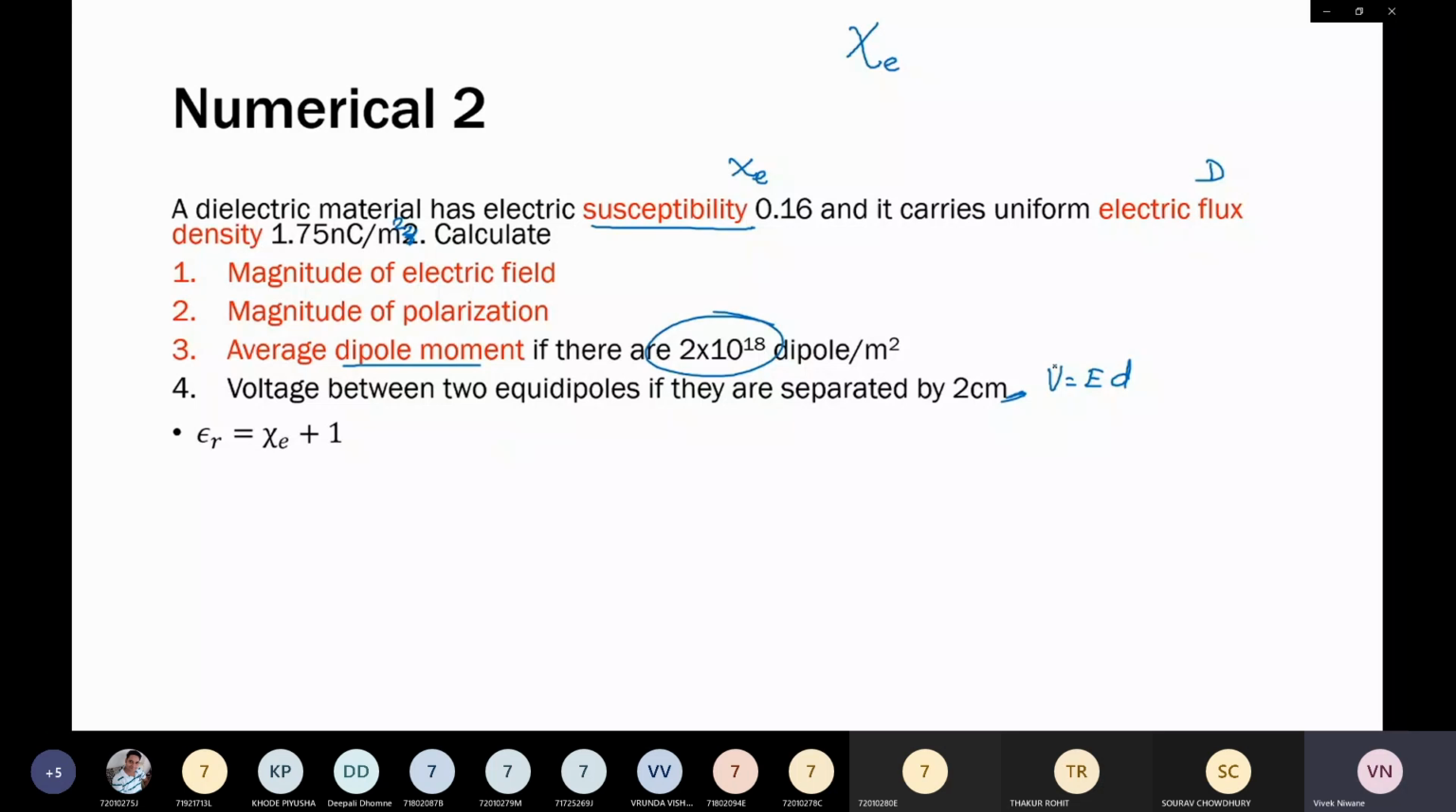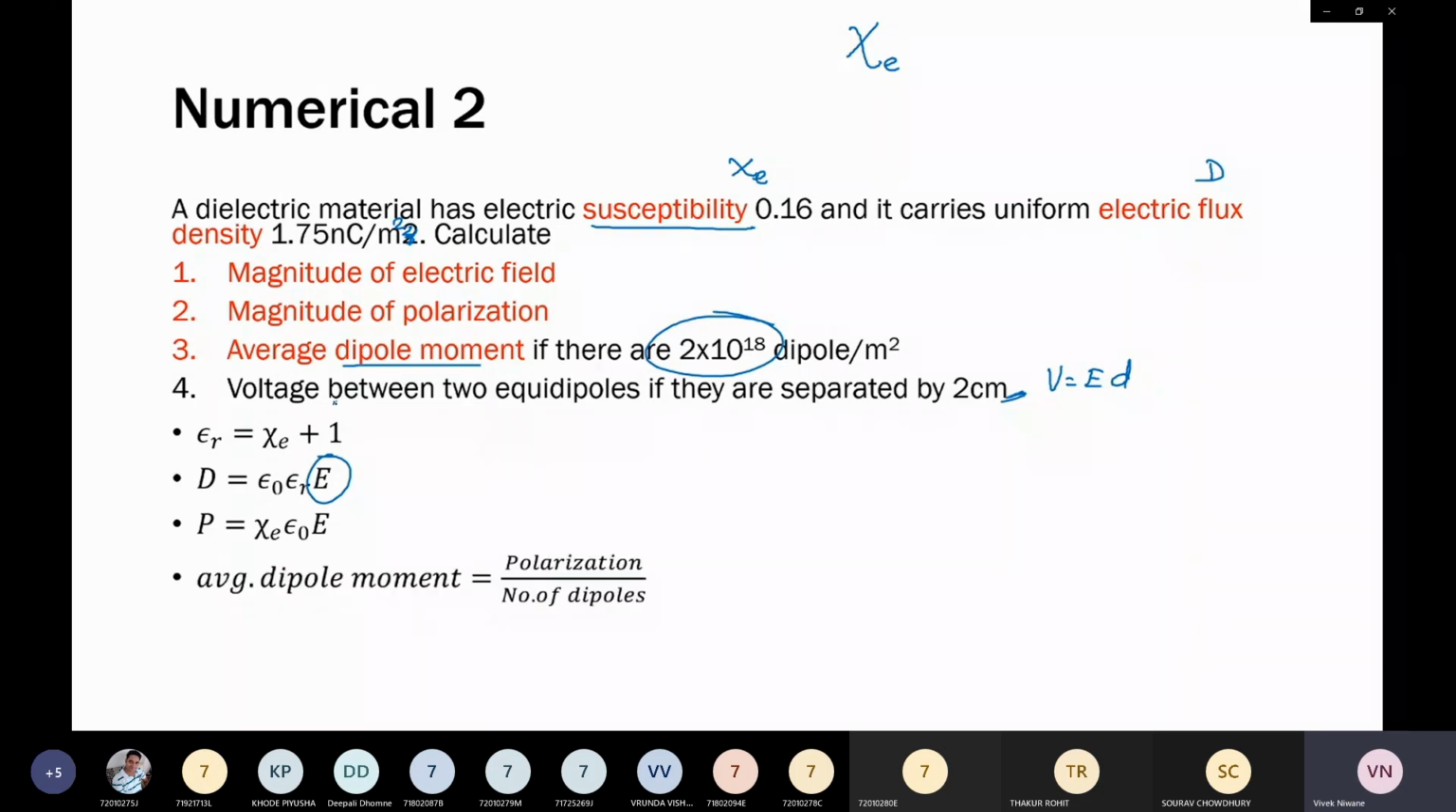Okay. So, straightforward formulae: find epsilon r, which is equal to χe plus 1. D is calculated as epsilon 0 epsilon r E. From here, we will get the value of the electric field intensity, the magnitude of electric field. That will be our first answer. Then polarization is equal to χe epsilon 0 E. We already have E, therefore we can get P. That is the second answer. Then the average dipole moment is the amount of polarization.